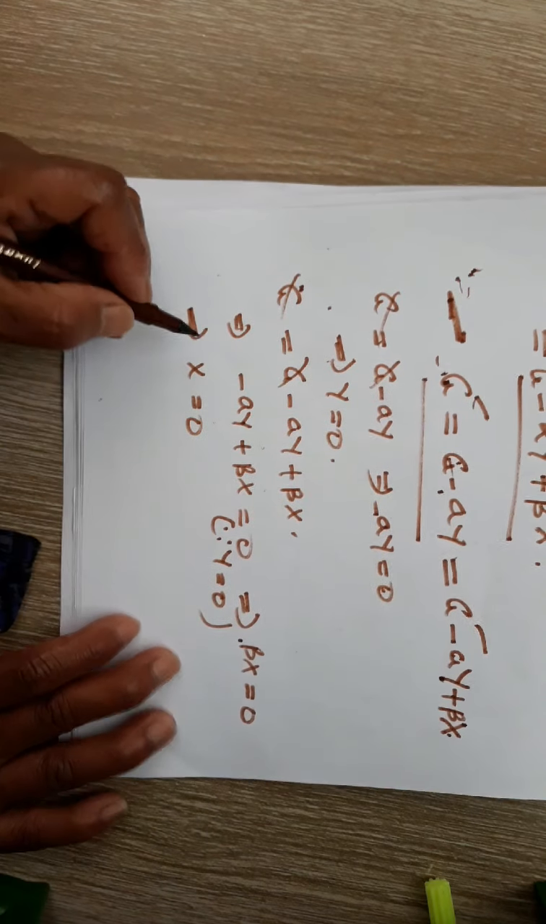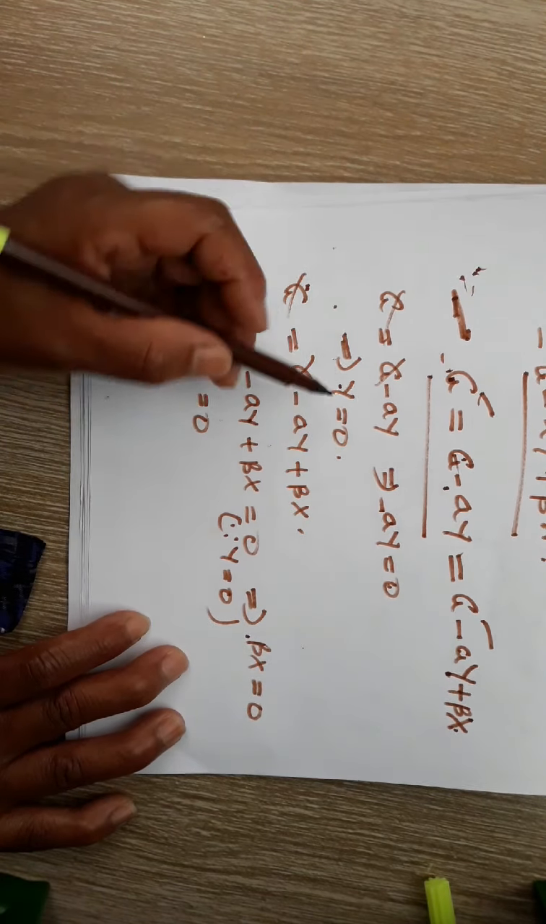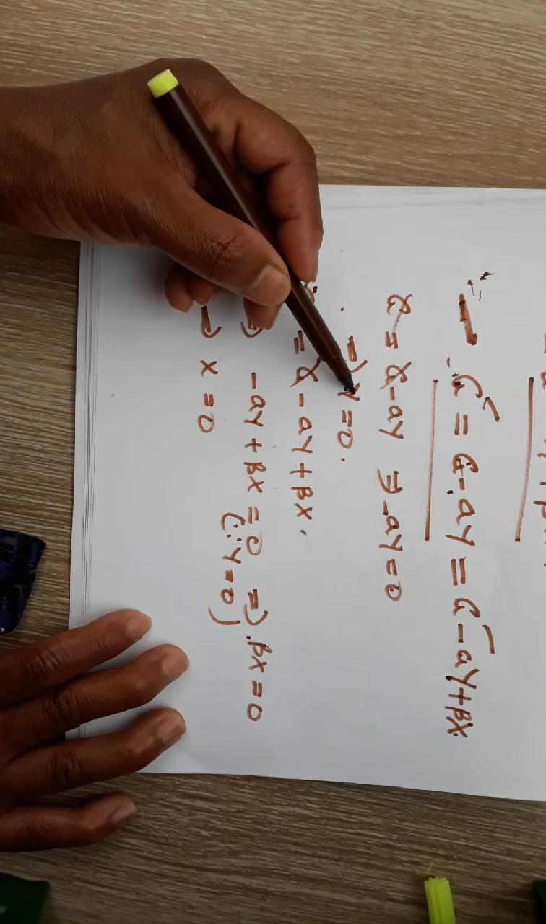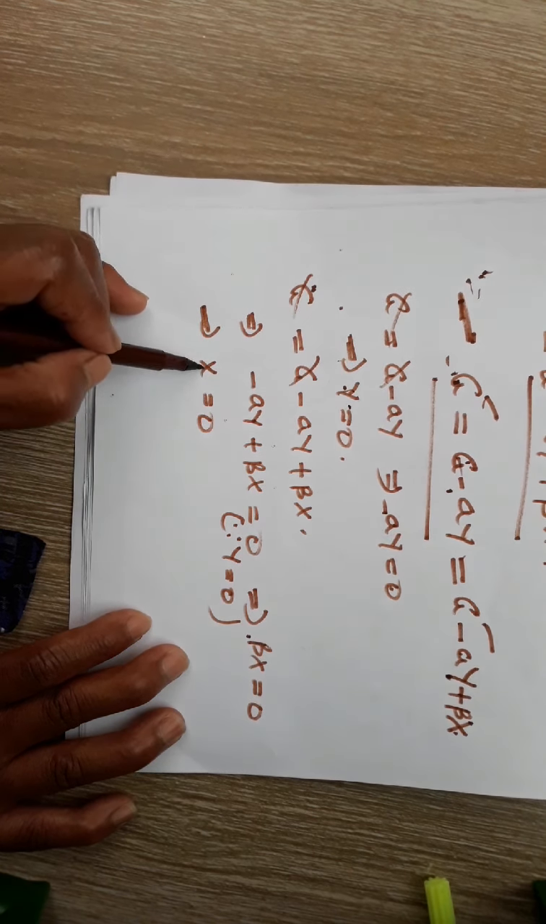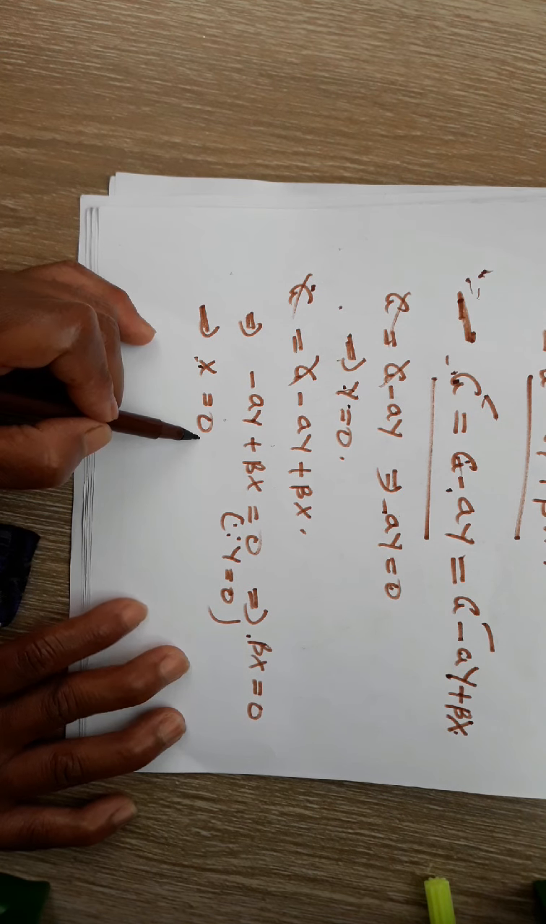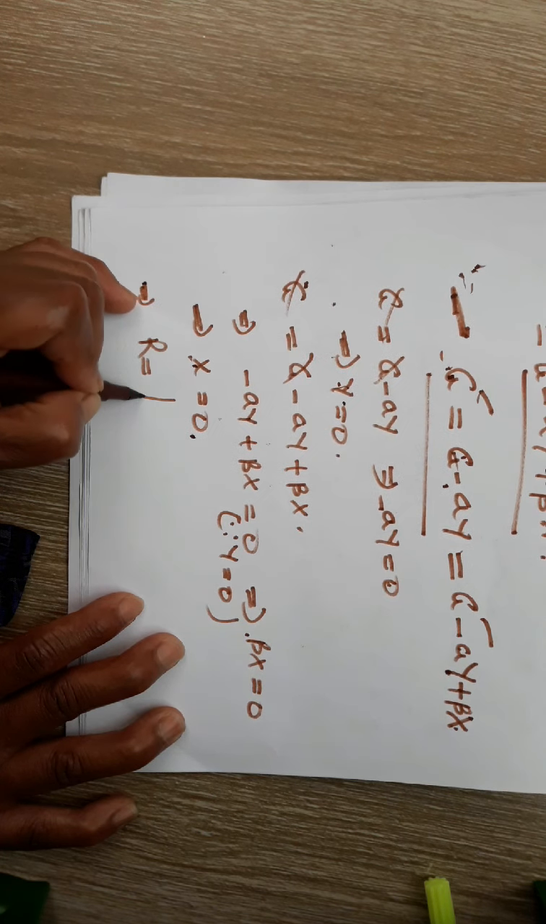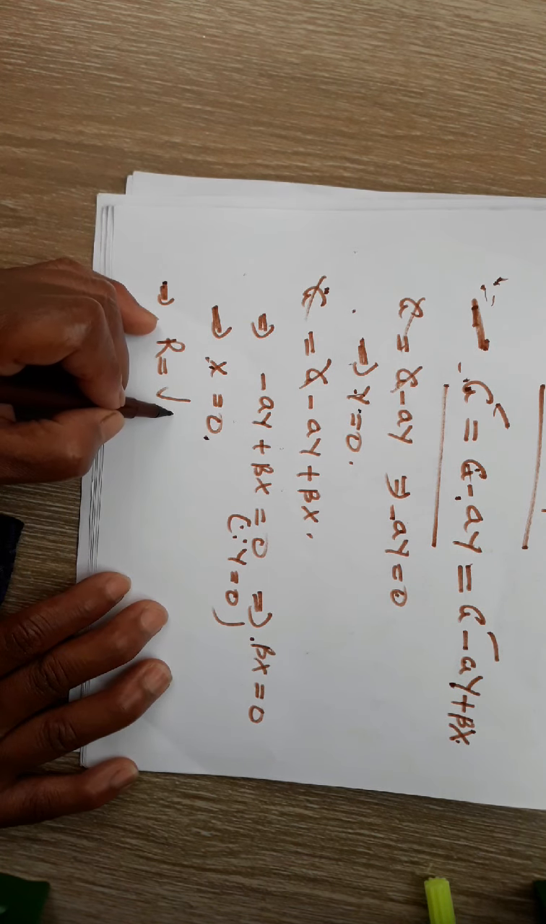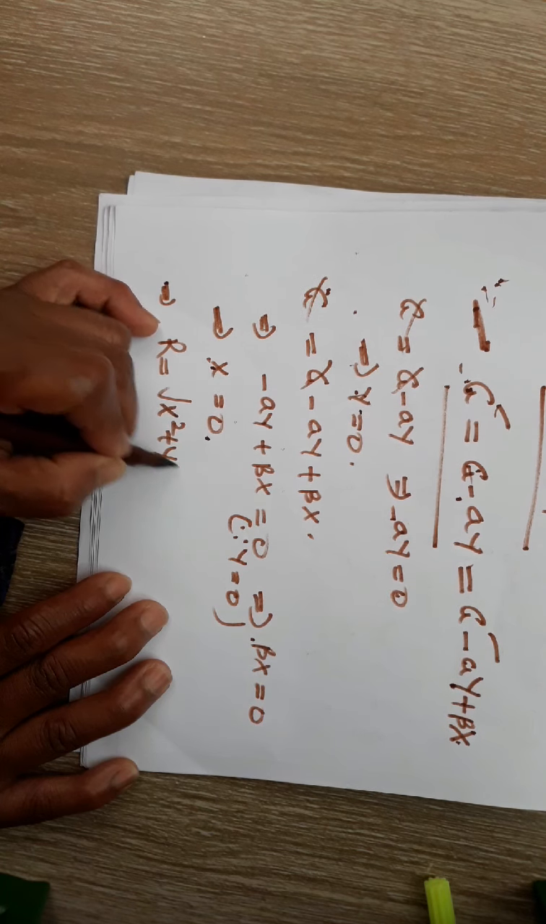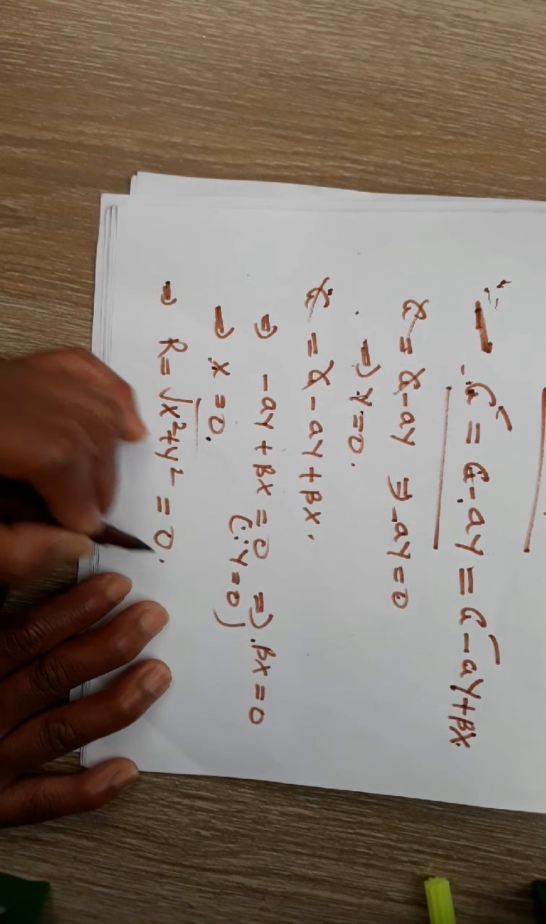So what does it show here? Capital Y, the component of the forces along the y-axis, is 0, and the component of the forces along the x-axis is also equal to 0. Hence this implies that capital R, the magnitude of the resultant force, that is the square root of X squared plus Y squared, will be equal to 0.